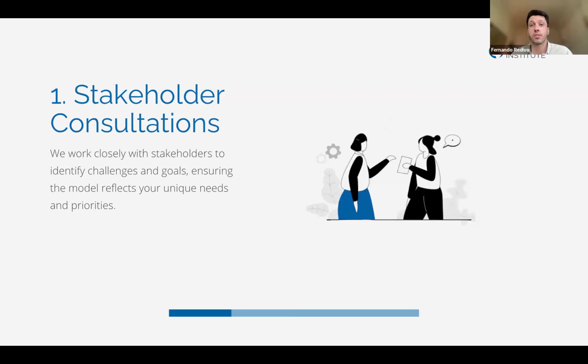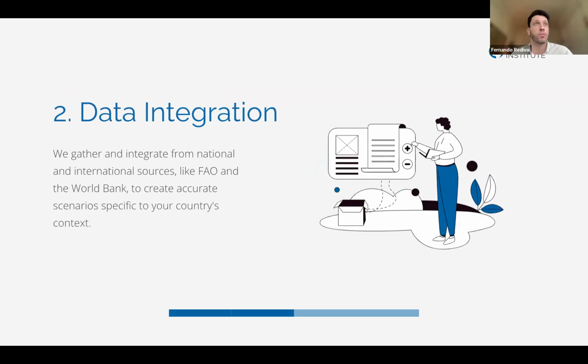And then we move on to data integration. Igor is going to talk a little bit more about this data integration part, but basically we gather data from well-known sources such as FAO and the World Bank to create these scenarios in the country's context. So it reflects the country's context. Finally, we do some scenario analysis with the tailored model. Of course, it's tailored for your reality, to the reality of one country.